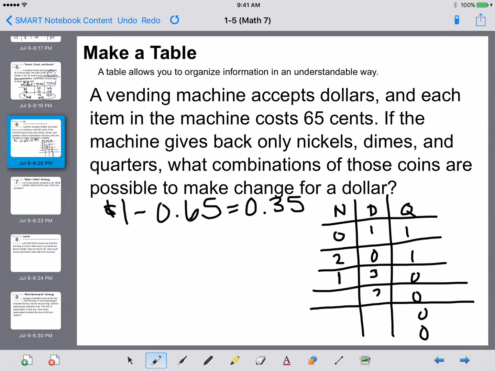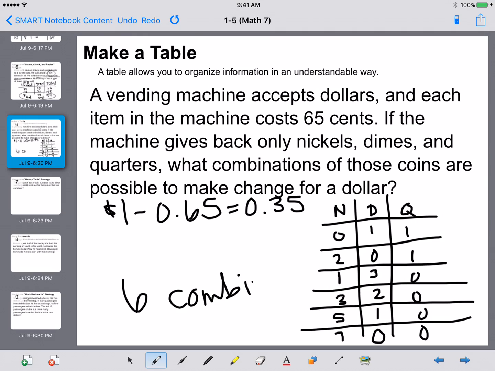Take 1 dime away to 2. 1 dime equals 2 nickels, so we're at 2 and 3. Take another dime away, we're at 1. Add 2 more nickels there to 5. And then finally, we could have only nickels coming back. So 5 times what equals 35? 7. So the amount of combinations that we could have would be 1, 2, 3, 4, 5, 6. 6 combinations are possible.